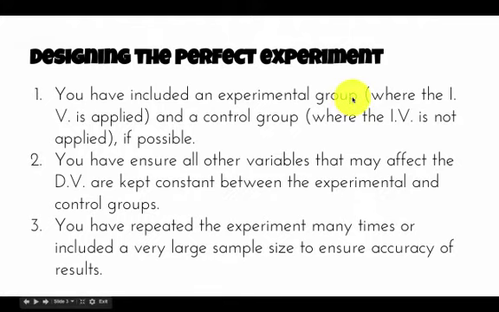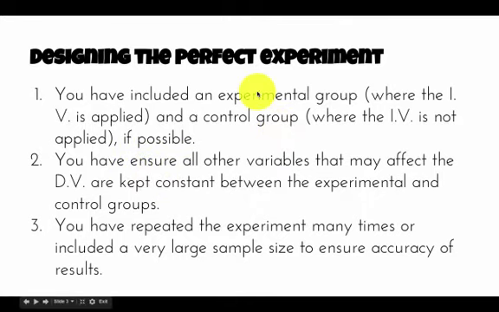So that's the group that you apply the independent variable to. So in the case of the temperature versus enzyme activity, you're altering temperature, right? And then a control group where the IV is not applied if possible. With the enzyme prac that we've done in class, it wasn't possible to have a control because you can't control the actual pH of a solution. You couldn't take that out. So it's not always possible, but if you can have a control, it's great.